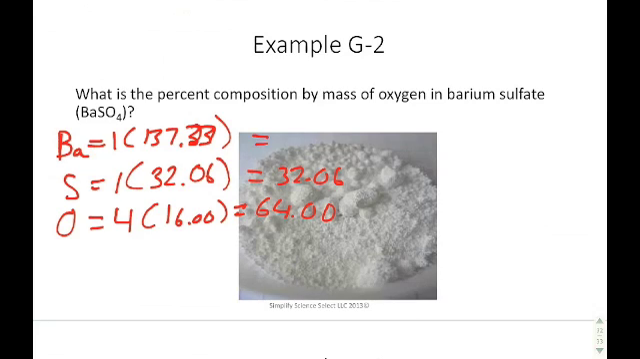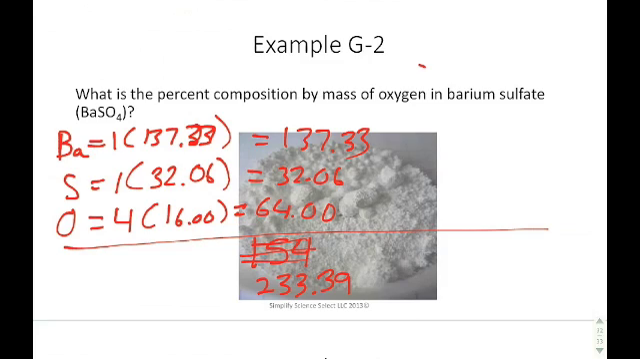32.06, and 137.33. Take all those values and add them up. It's about 154. No, it's more than that. Let's go ahead and use a calculator to see what it is. You have 137.33 plus 32.06 plus 64, and it's actually 233.39.